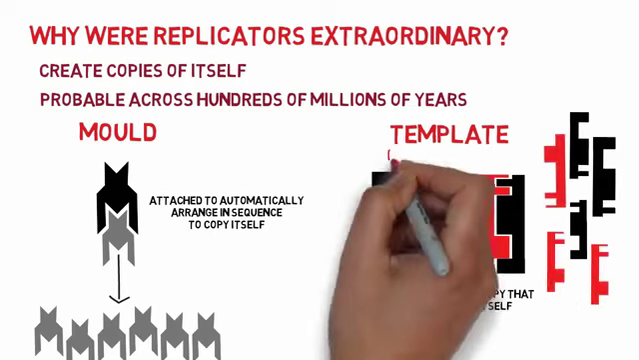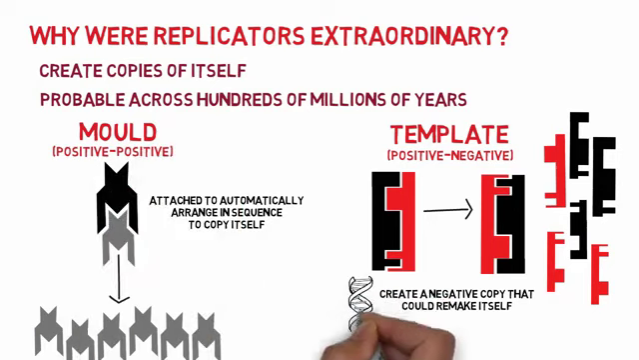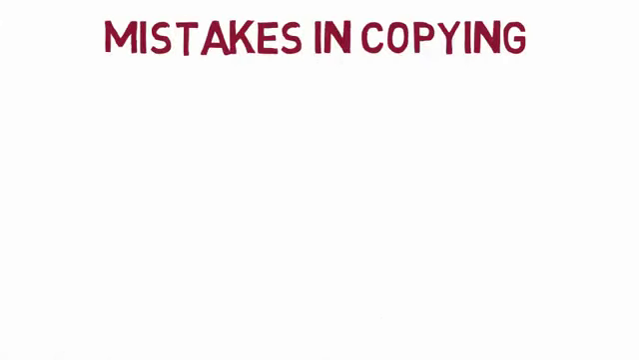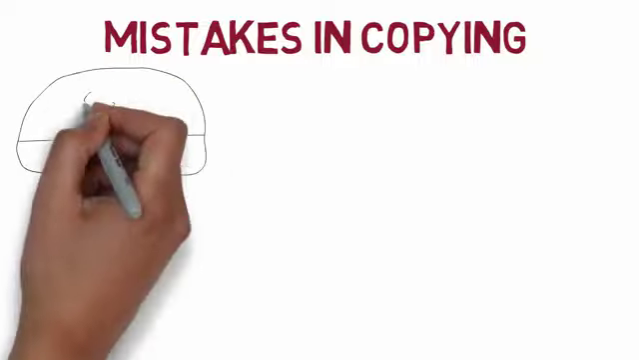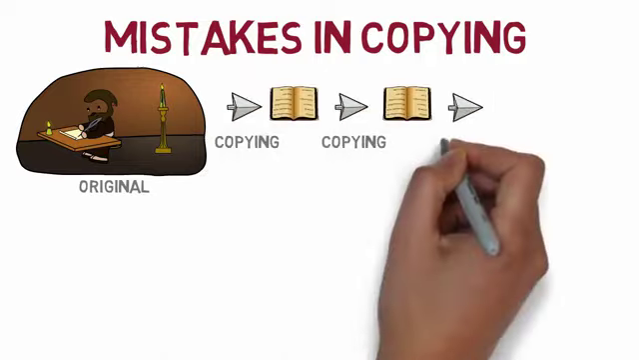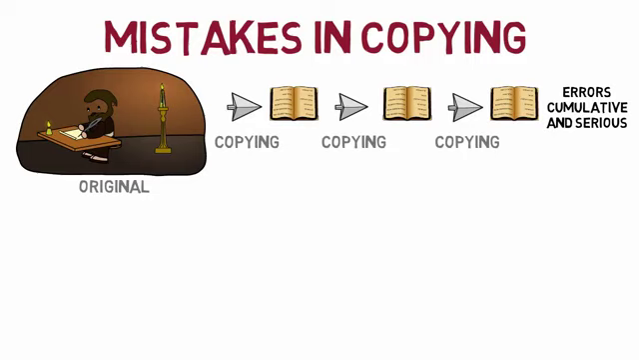We do not know if the original replicator was positive-negative, a template, or positive-positive, a mold, but modern replicators, the DNA, use positive-negative replication. The new replicator spread its copies rapidly through the sea and made other larger molecules more rare. With a large population of identical replicas, however, mistakes in the copying process will happen. Like copying books by hand before the invention of the printing press, first-generation mistakes usually do not distort the meaning. However, copying copies of copies of copies then introduces errors that start to become more cumulative and serious.